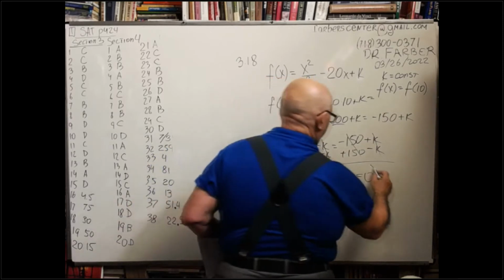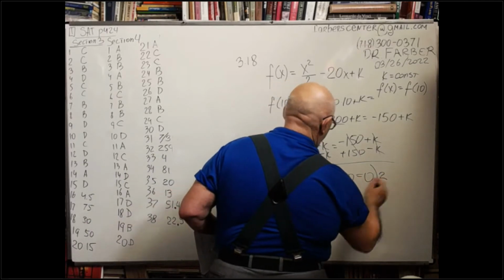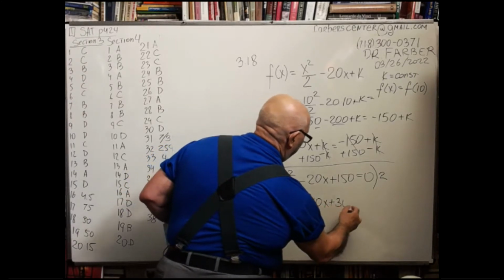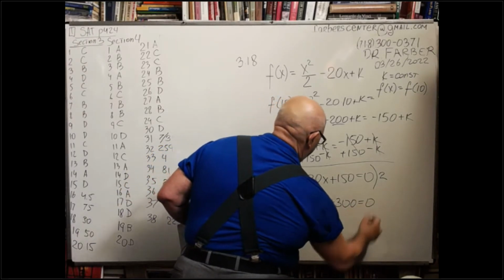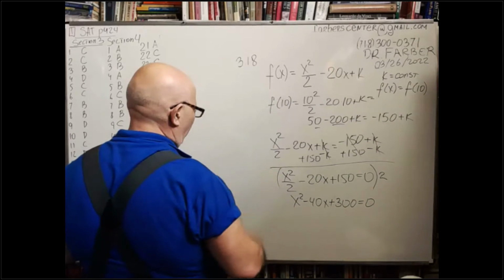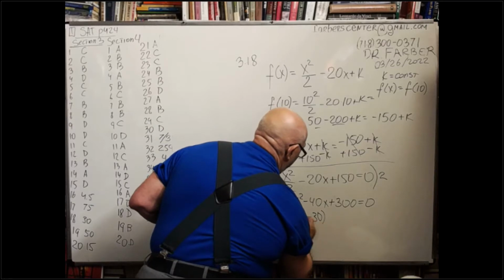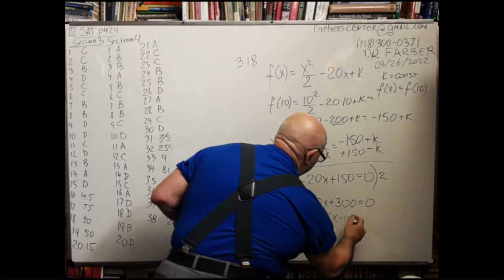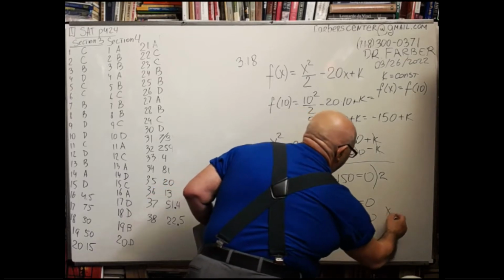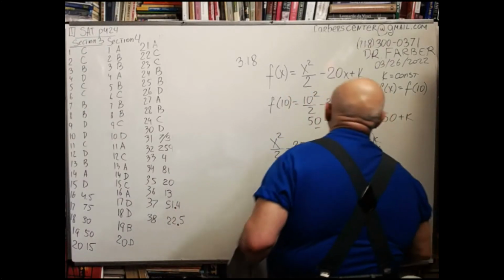So multiply both parts by 2. Get rid of this denominator. You have x squared minus 40x plus 300 equals 0. Now you can factorize, negative 30 and negative 10. x minus 30 times x minus 10 equals 0, x equals 30, and x equals 10. You found these two answers, right?